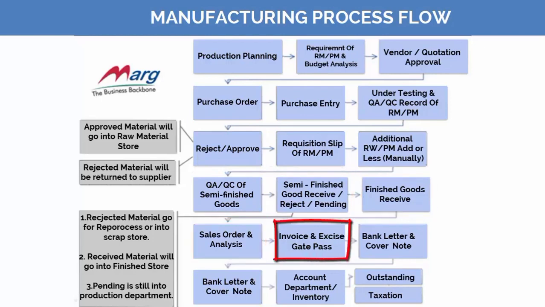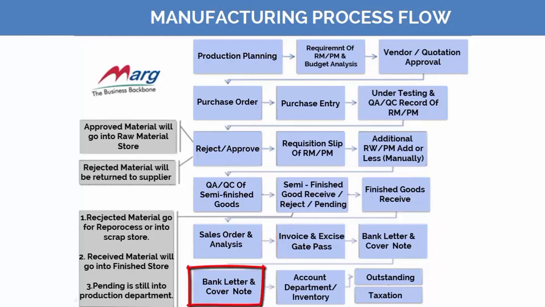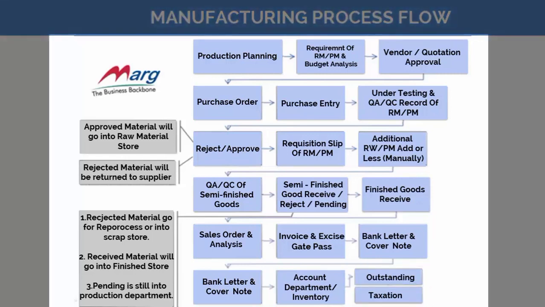Then invoice, excise and gate pass are generated. After that you need a bank letter and cover note. Then the entry is done in the accounts department in inventory. Then outstanding and taxation. So this is a complete manufacturing flow.